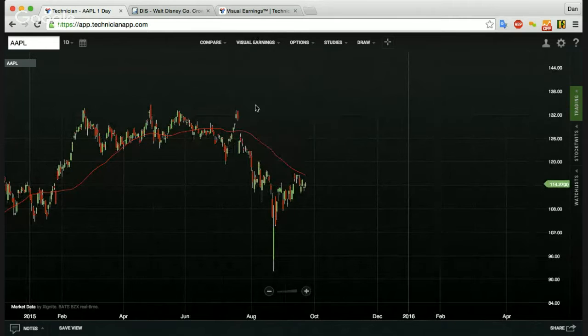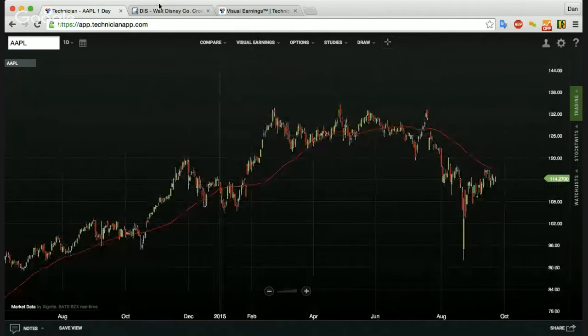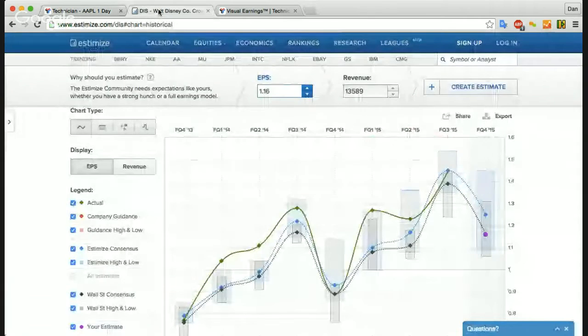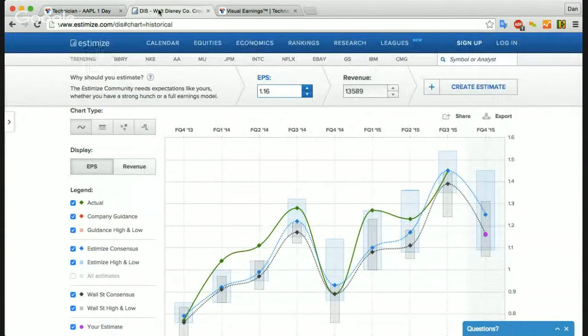So with that, Lee, I know you wanted to, we're going to switch over to Estimize.com. We're actually going to use Disney as the example. I'm going to let Lee walk everybody through the Disney data over here.